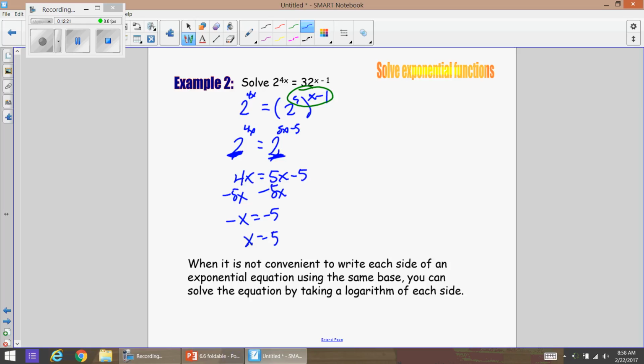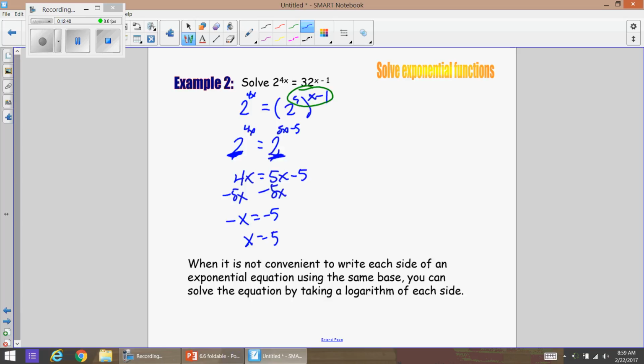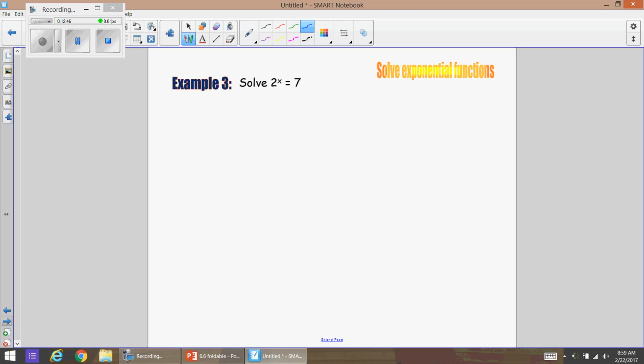All right, when it's not convenient to write each side of an exponential equation using the same base, you can solve the equation by taking the logarithm of each side. All right, let's go on to this next example. Look at this. It's 2 to the x equals 7. You can't write a 7 like a 2. You know, on this last example, it was a 32. Well, 32 is no big deal. That's 2 to the 5th. 7 is not 2 to anything.